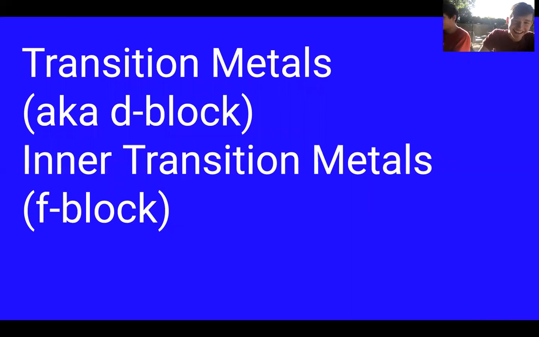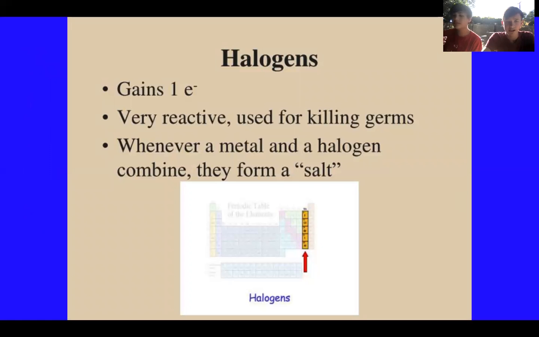Transition metals, aka the D block, with D orbitals, and the inner transition metals are the F block. Halogens are the 7th group, and they gain 1 electron to become a noble gas. And whenever a metal and a halogen combine, it's called a salt, not the same as table salt.